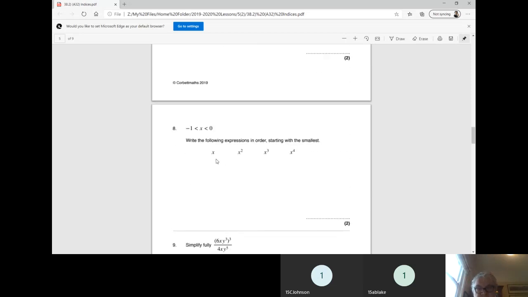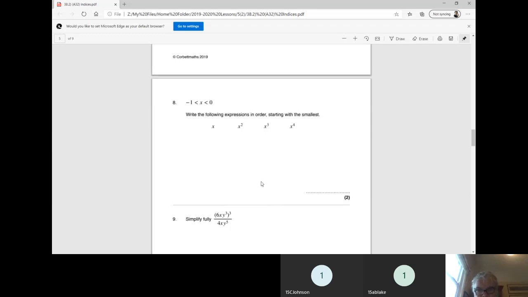Yeah, this is just a nice little interesting one to think about. Write the following expressions in order starting with the smallest. So we're told that x is between 0 and minus 1. So think about what x would be, say, for example, at minus a half. So just go and put minus a half into each of these and then work them out, and then obviously put them into order. So that was a bit different.